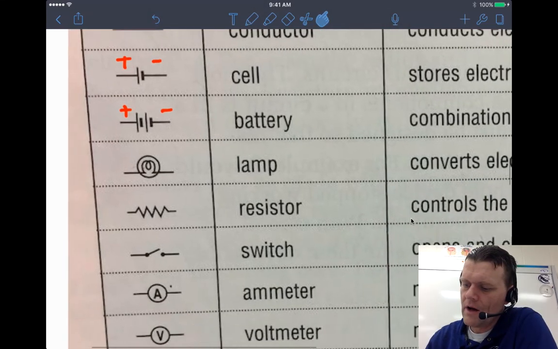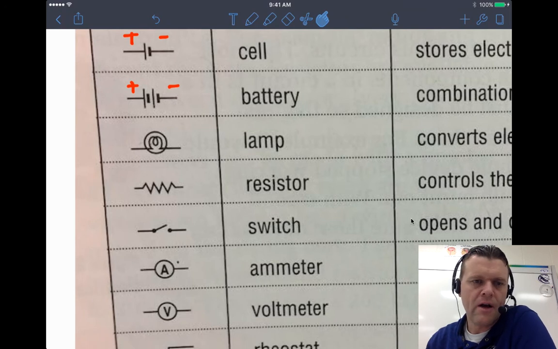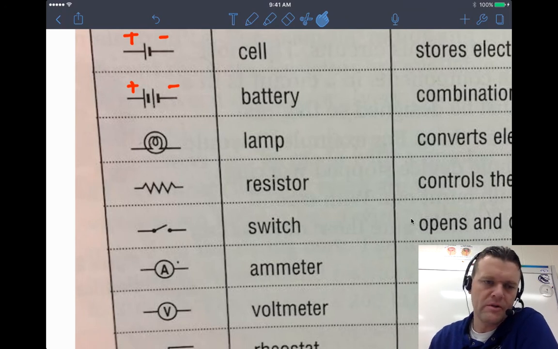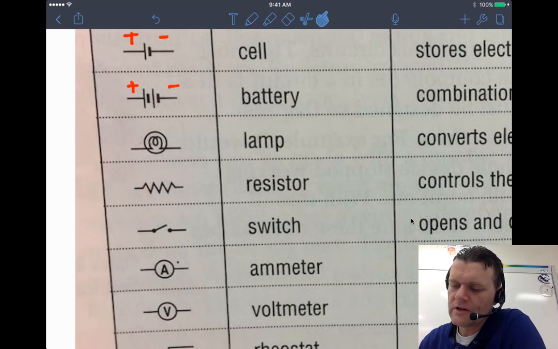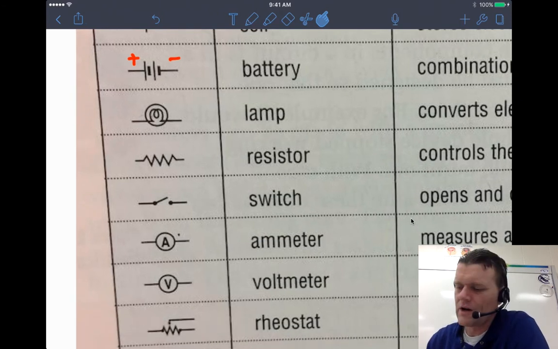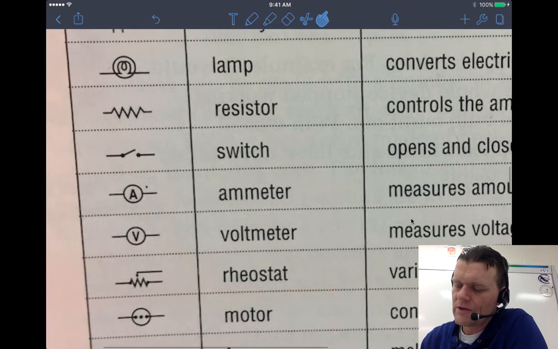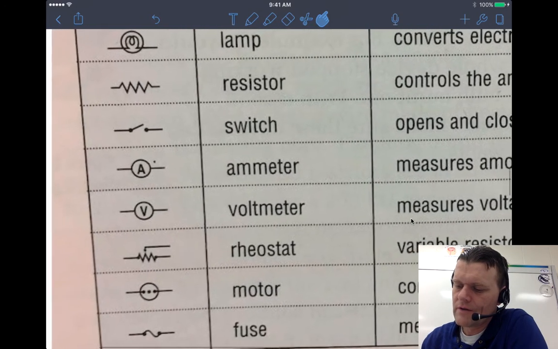Moving down, a lamp is, we've already seen that one, just a kind of a squiggly line representing the filament with a circle around it for the glass. A resistor, at least in North America, there's other symbols in different countries. In North America, the symbol for a resistor looks like some jagged shark teeth. And resistors obviously control the flow of electricity.